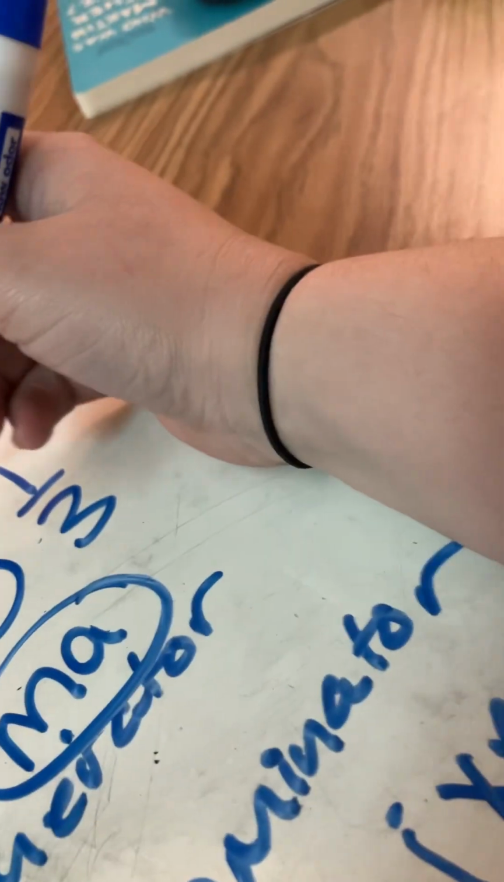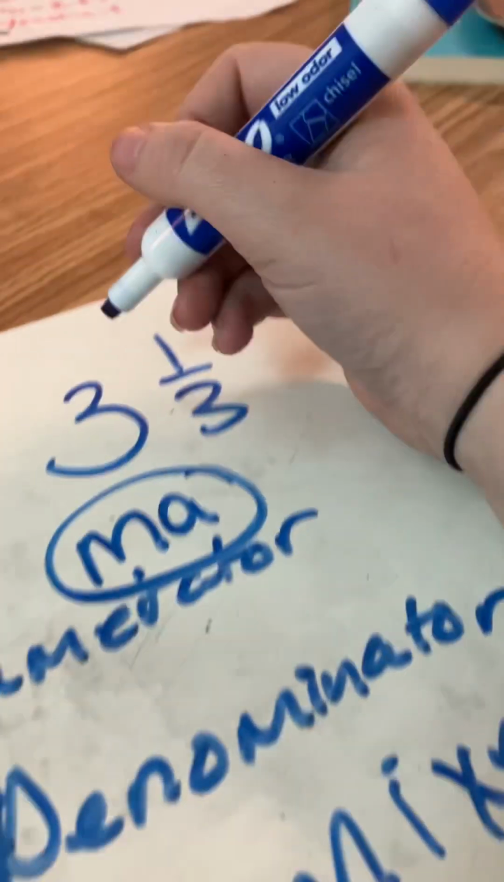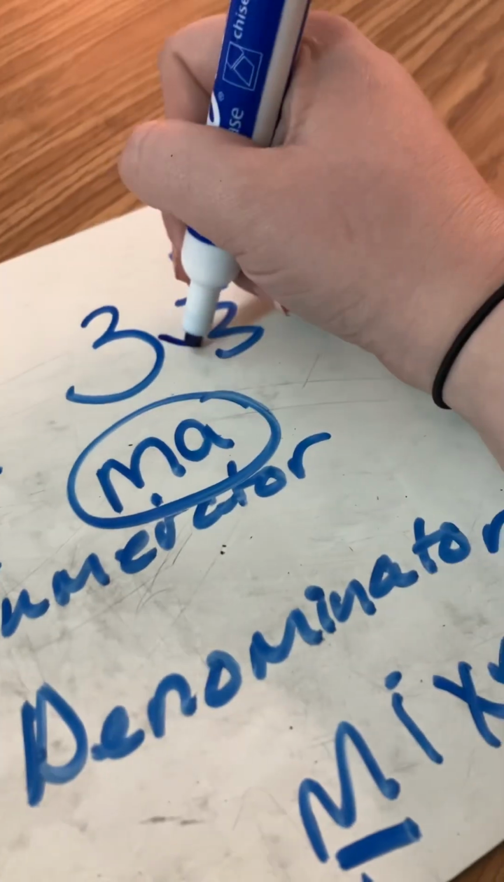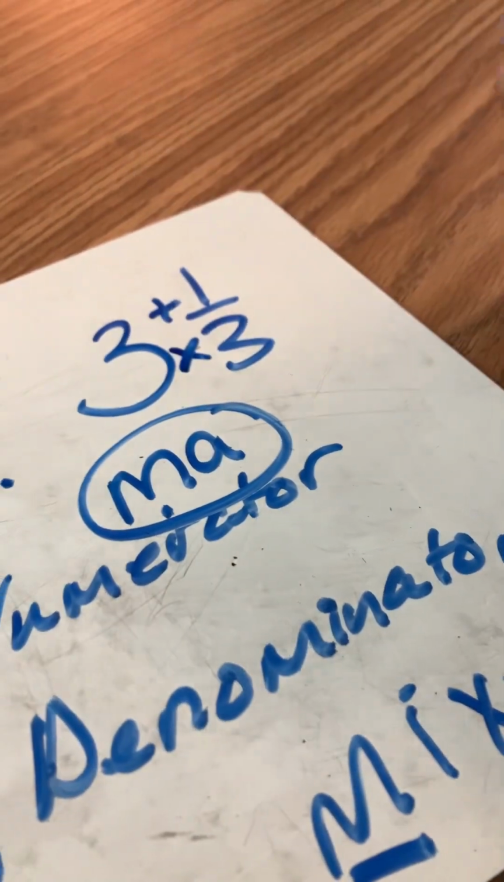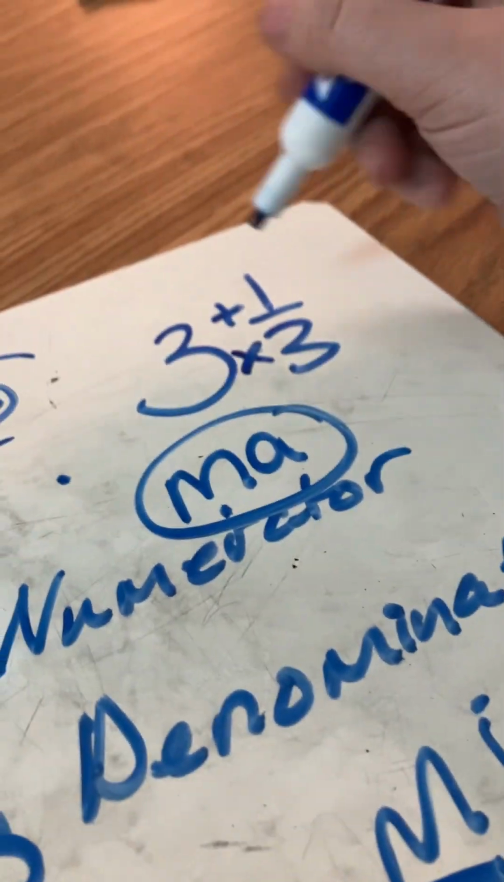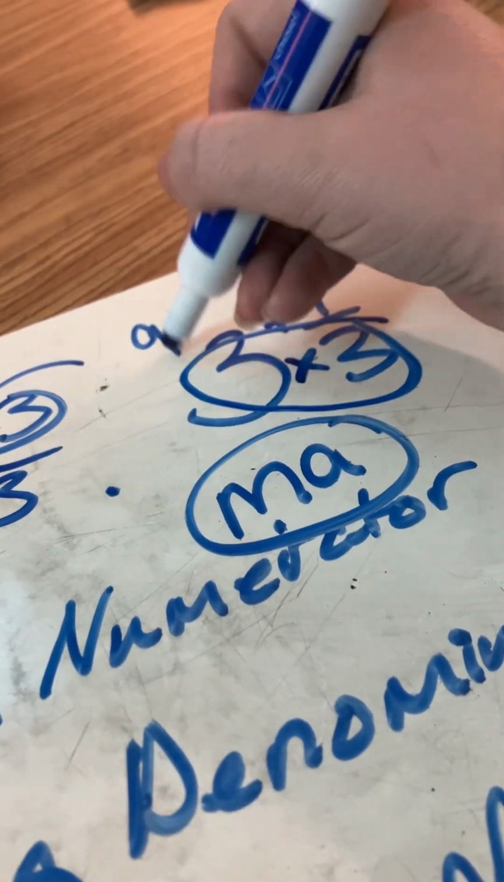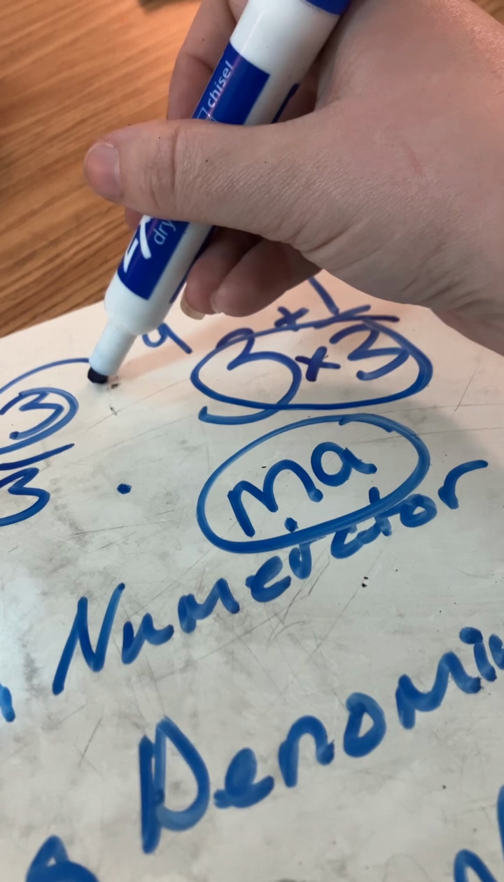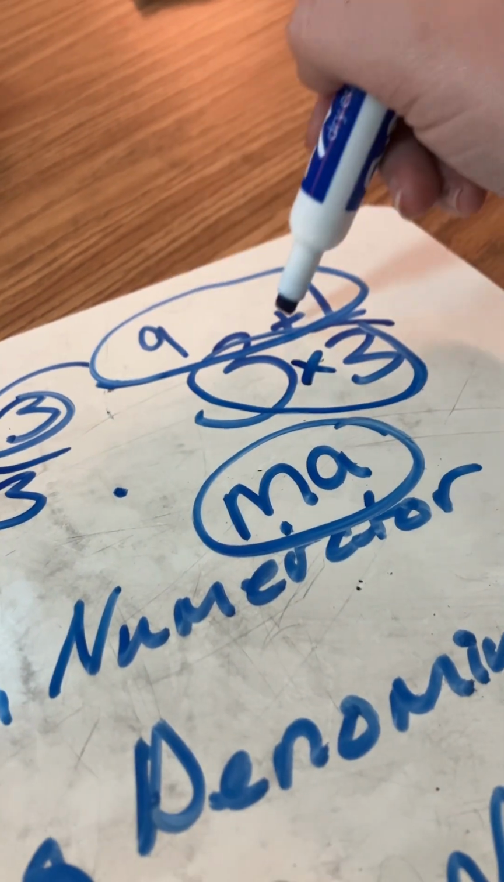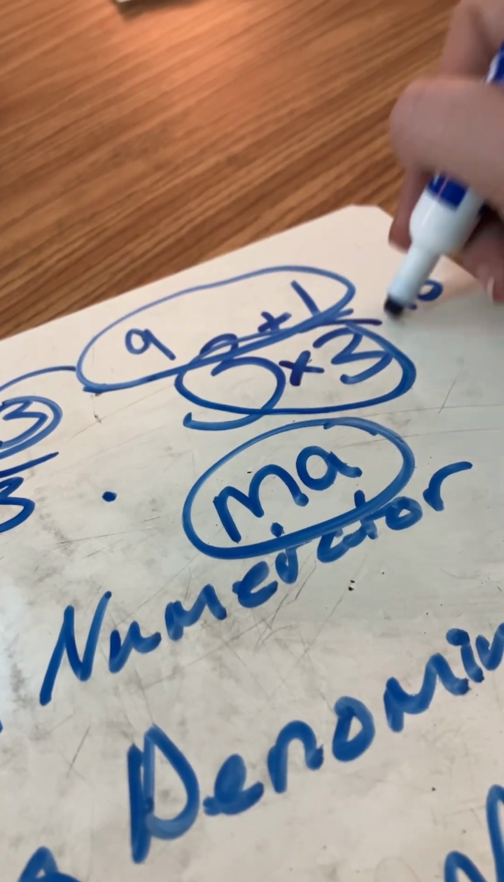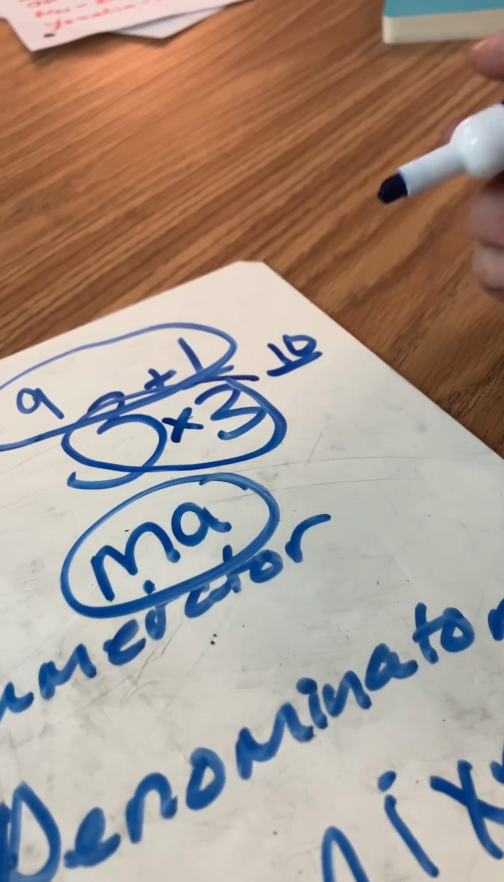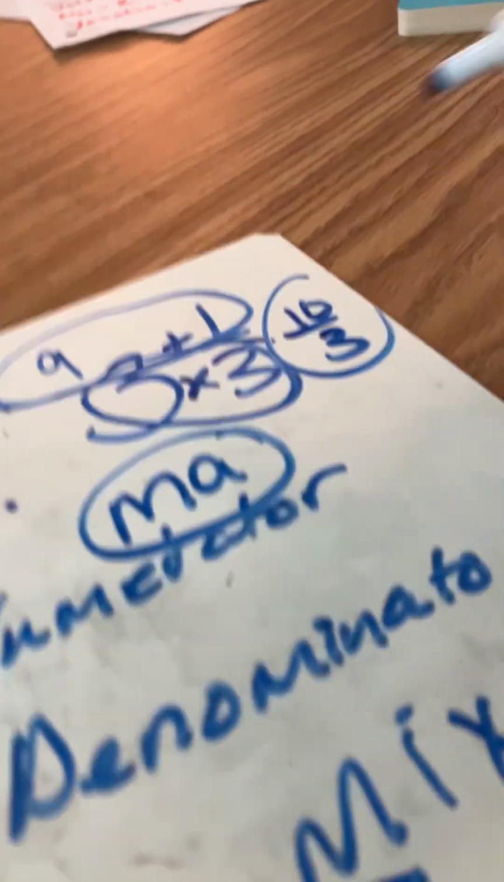And so ma stands for multiply, add. Multiply, add, okay? So I make him do this. 3 times 3 is 9. And once he finds that, he has to do this. 9 plus 1 is 10. And Doug will always stay the same. So that's what we're doing for mixed numbers.